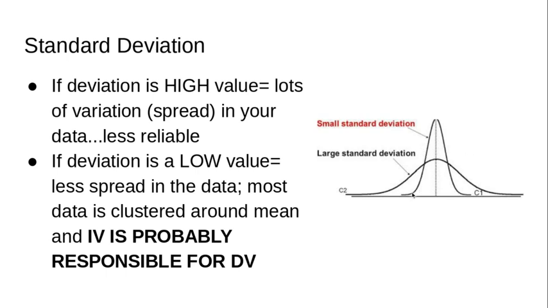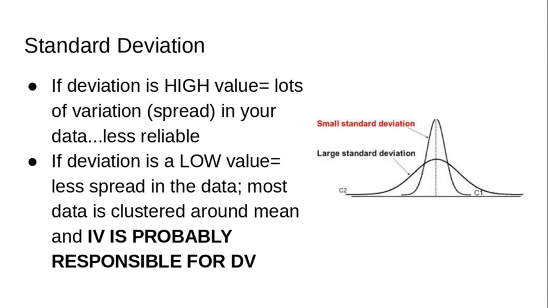If you were to graph it, you would get this really steep graph where most of the data is clustered around this dashed line right here, which is the mean for both of these examples. So we are looking for the smaller the standard deviation, the more reliable we feel like our data is, and the more we are likely to attribute the independent variable to the dependent variable in an experiment.